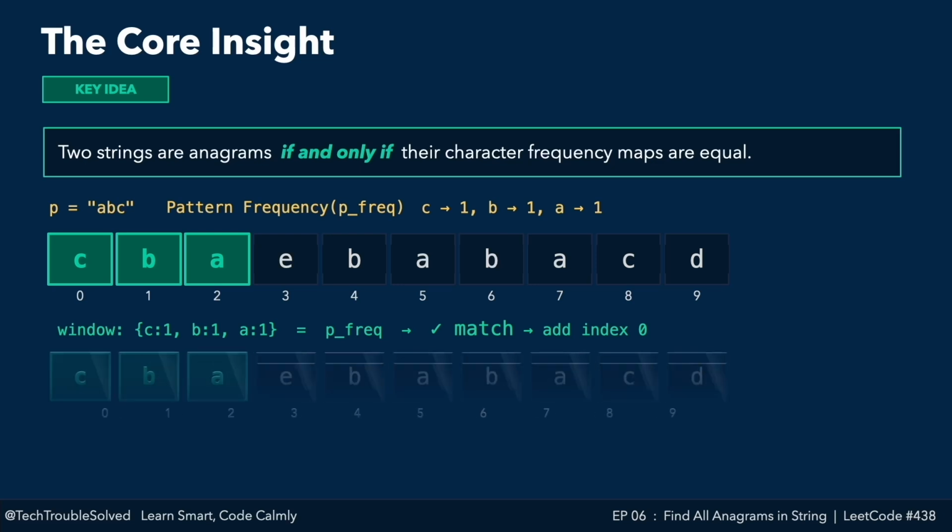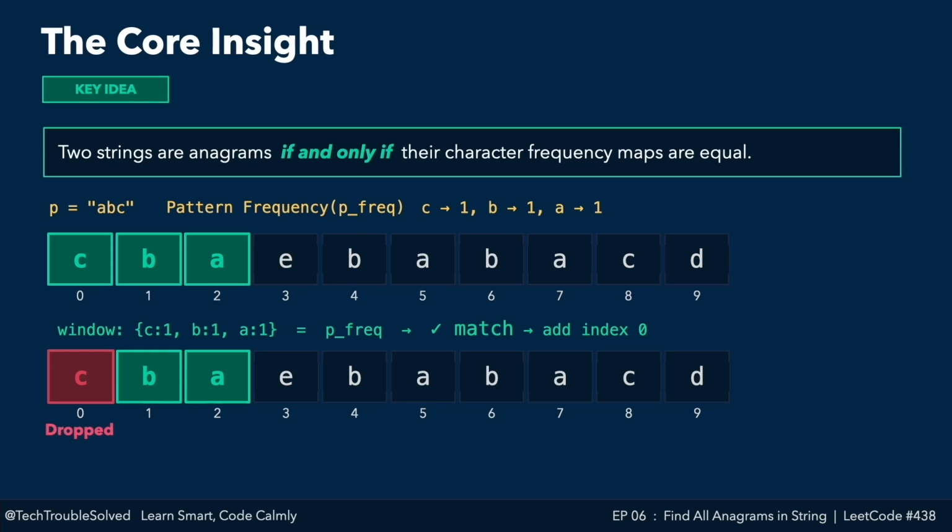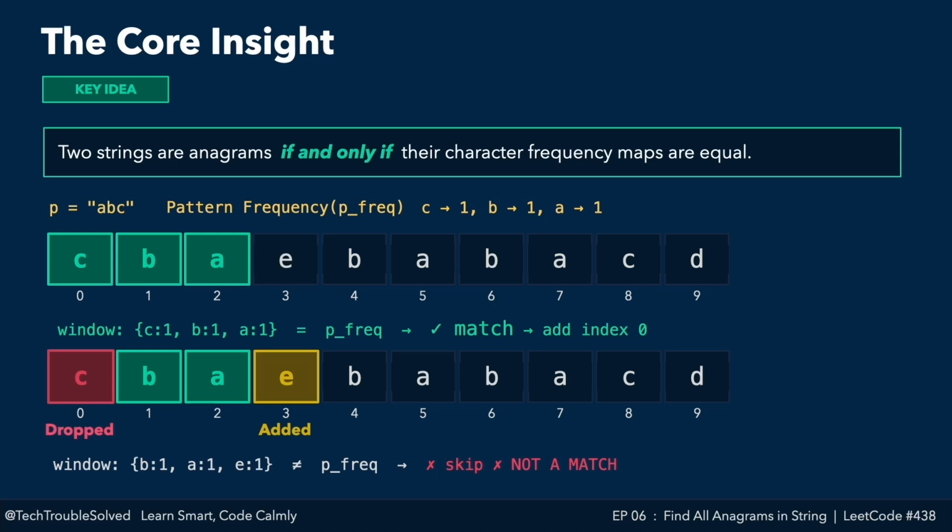Slide right by 1. New window BAE. B with one count, A with one count and E with one count. That does not equal P's frequency map. C is missing. E is extra. Skip.